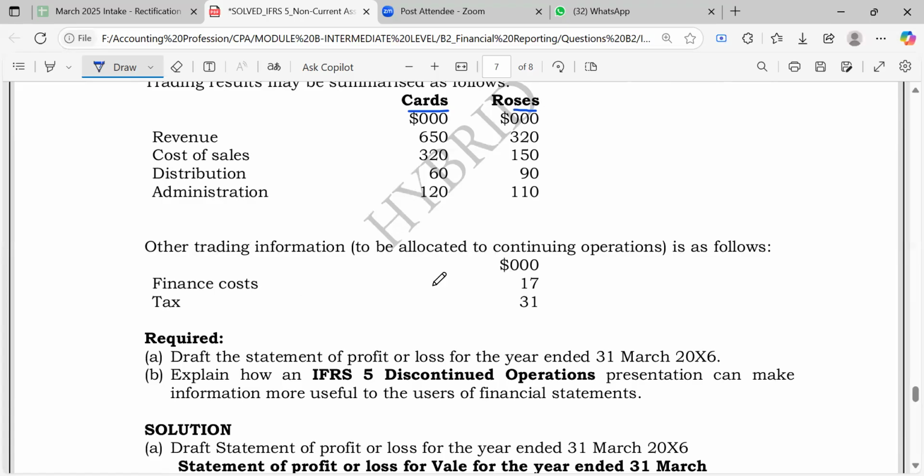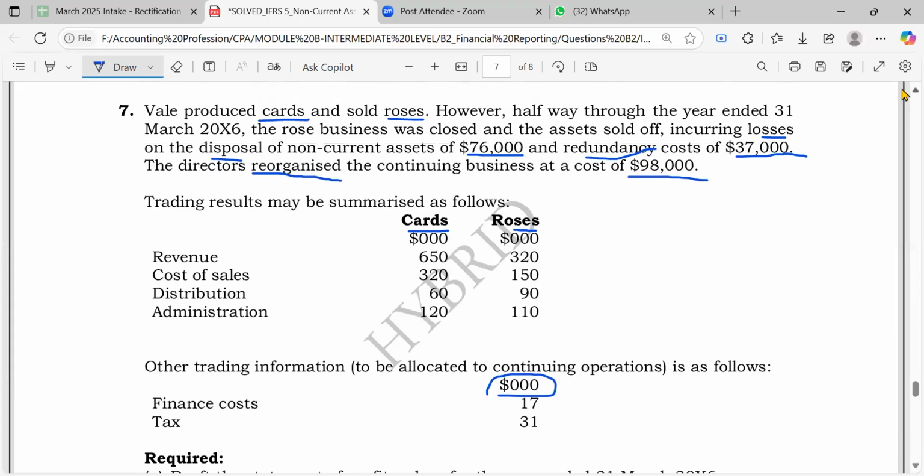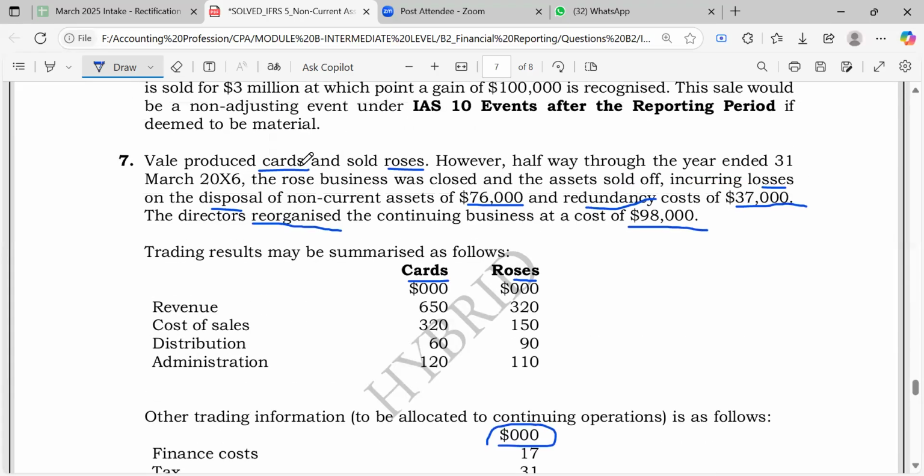Finance cost here, $17,000. Tax, $31,000. You have the thousands here, right? So we are told to draft the statement of profit or loss for that year ended. Now you can see, we are dealing with cards and roses. However, half the year ended 31st March, the rose business was closed.